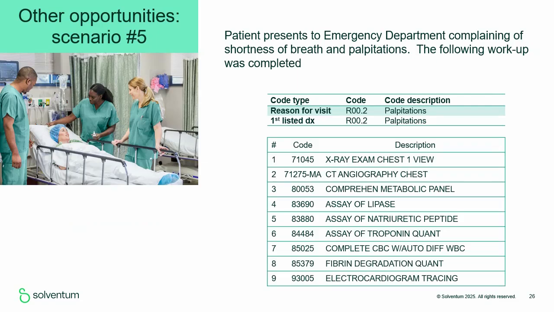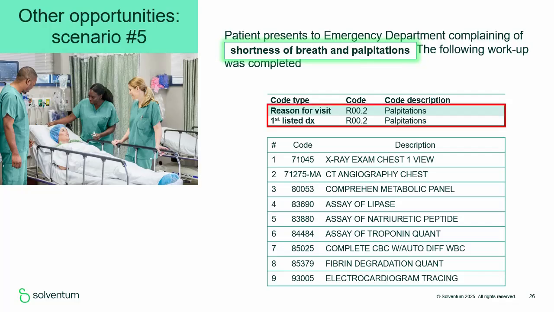You have another scenario where a patient presented to the emergency department complaining of shortness of breath, palpitations, and they had quite a bit of workup done. So as we go through this and we point out what could be broken, think about what your solutions are. So here in this case, again, presented with shortness of breath and palpitations. In the end, the provider documented that the patient had palpitations, and that was what was reported for the reason for visit as well as first listed.